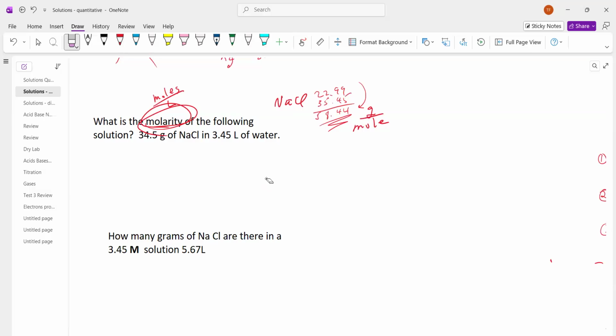All right. So what is the molarity of the following solution? 34 grams of sodium chloride and 345 liters of water. Okay. So we're given grams, not moles. So we need the molar mass of sodium chloride from the periodic table. That's going to be 58.44 grams per mole. So what's given? Given is 34 grams.